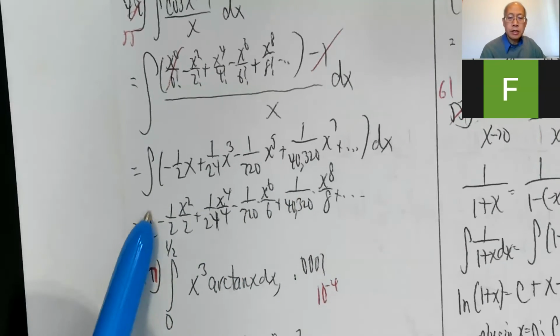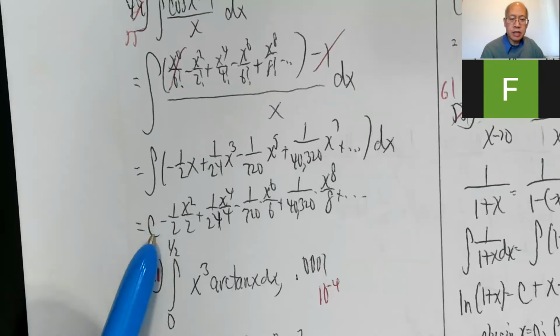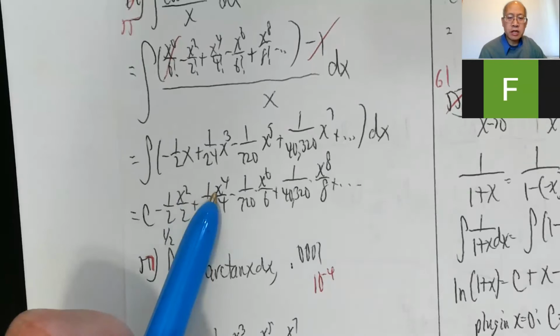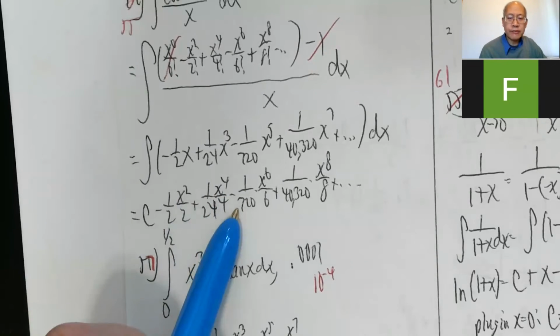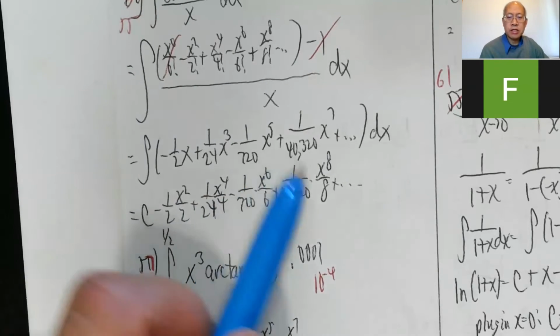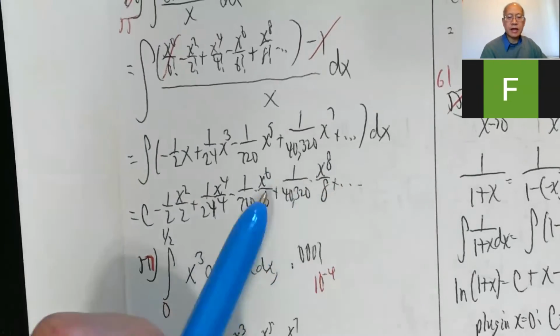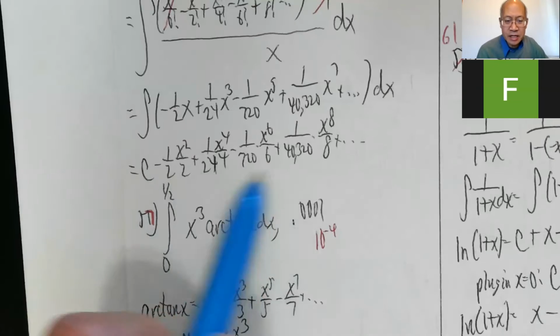Okay, so indefinite integral means I put a c minus 1/2 x squared over 2 plus 1 over 24 x to the 4th over 4 minus 1 over 720 x to the 6 over 6 plus 1 over 40,320 x to the 8th over 8 plus dot, dot, dot. And that's about it. The last thing is to do the arithmetic.